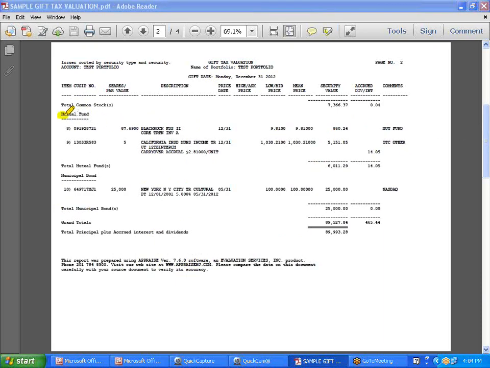And we see that. Now we have mutual funds. We have a BlackRock, and we have a California Insured Municipal Income Trust, again with security values, and this one with a carryover accrual right here. And we also have a New York City municipal bond. So this is a pretty comprehensive portfolio, and down here we have our grand total, security value, and accrual, and a little note here saying it was prepared using Appraise version 7.6 software. Let's go on to the next page of this report.